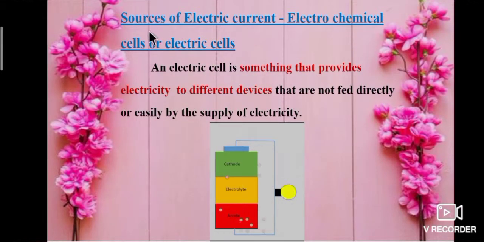Next, we have seen sources of electric current, that is electrochemical cells or electric cells. An electric cell is something that provides electricity to different devices that are not fed directly or easily by the supply of electricity. So, what is an electrochemical cell? An electric cell is something that provides electricity.